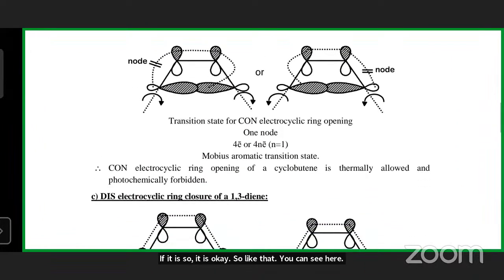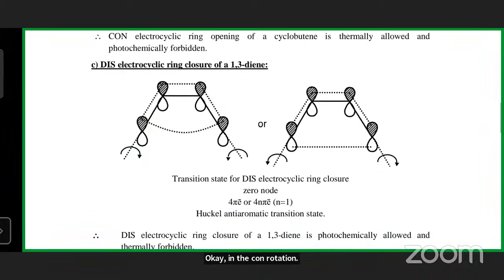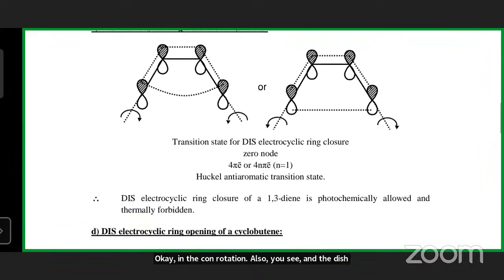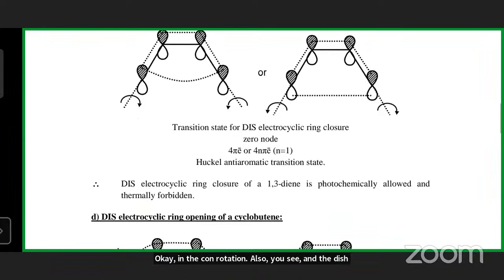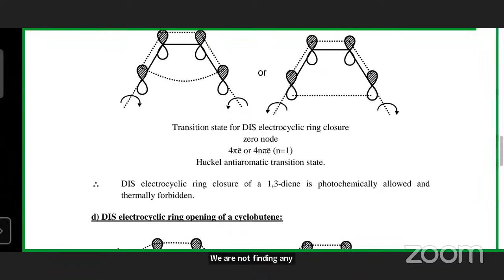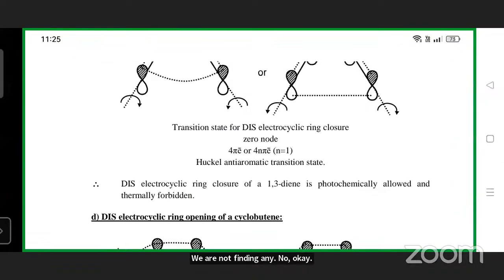Okay, in the conrotation also you see, and the disrotation, same thing, where we are not finding any node. Okay, zero number of nodes. So it is a Huckel anti-aromatic transition state here.